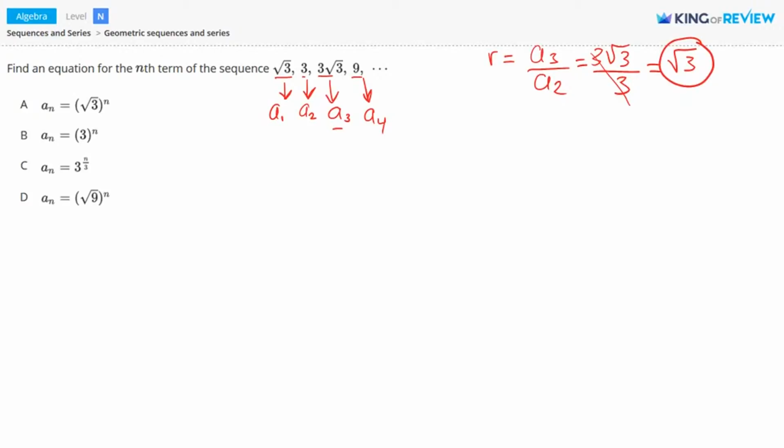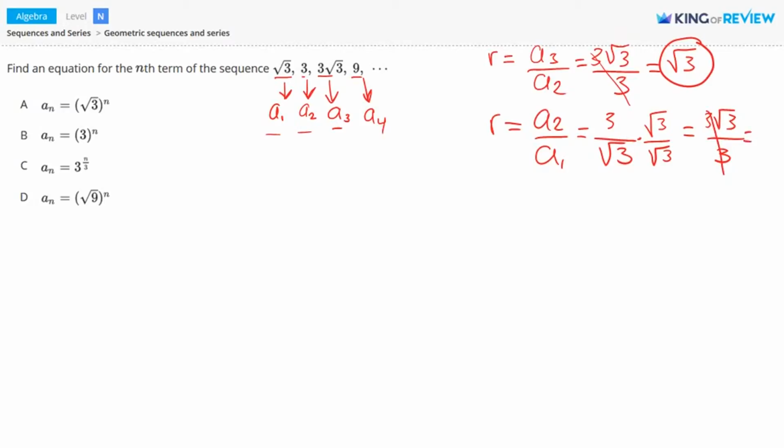So now let's compare another couple of terms. If we have R equals A2 over its previous term, which is A1, A2 is 3, and A1 is square root 3. So we have 3 divided by square root 3. To get rid of the square root in the denominator position, we'll multiply the top and the bottom by square root 3. And now we have 3 square root 3 over 3. These 3's cancel out, and we're left with square root 3. So you can see we're getting the same common ratio as we see here.